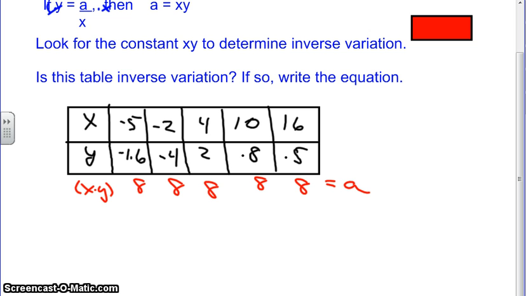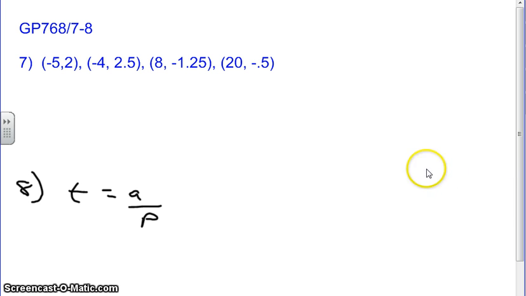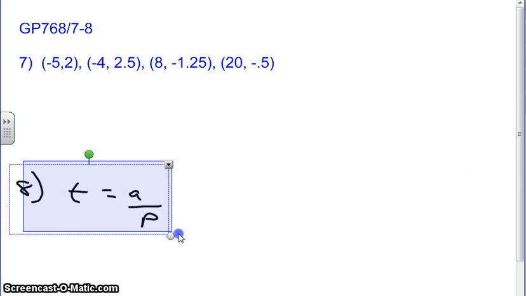So the equation is, the model we know is this. So we just plug in our a, 8 over x. It's that easy. Just multiply x and y together. Okay? Pretty easy, huh? Do we need to see this more? Okay, so is this also inverse variation? And if it is, write the equation.